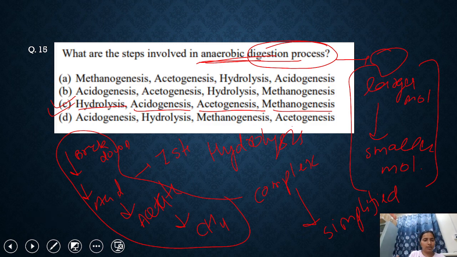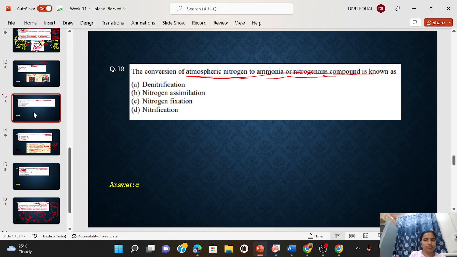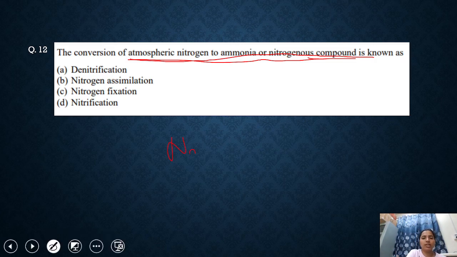So now let's go back to the question that we have left. We are discussing this question. What they are saying is: the conversion of atmospheric nitrogen to ammonia or nitrogenous compound is known as. So what is being converted here? Nitrogen gas is converting to either ammonia or other nitrogenous compounds.